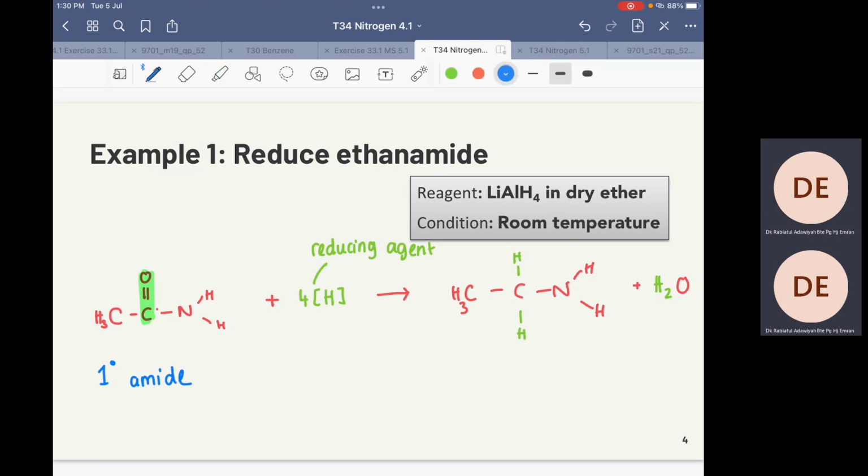Okay. Sorry. Before that, I will just mention this. Primary amide will be reduced to primary amine. Secondary amide will be reduced to secondary amine. And I've already mentioned to you, even though only 2 hydrogen is being added to the original amide molecule, the other 2 hydrogens, because you have 4 here, right? The other 2 hydrogens are being used to produce water.